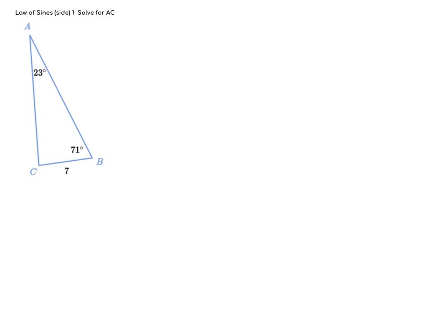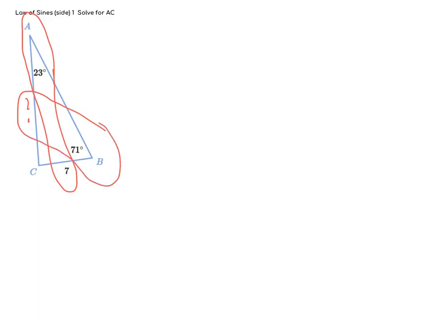Here we're trying to solve for an unknown in a triangle. In this case, we're meant to solve for side AC. We're going to check to make sure law of sines is appropriate. For angle A, I've got an opposite side and angle. For angle B, I've got the angle, but I'm missing the side.